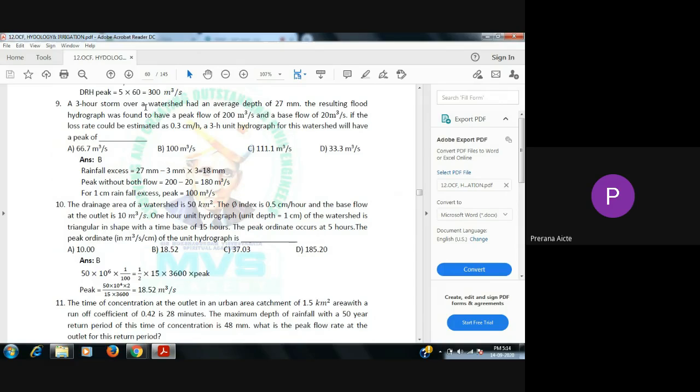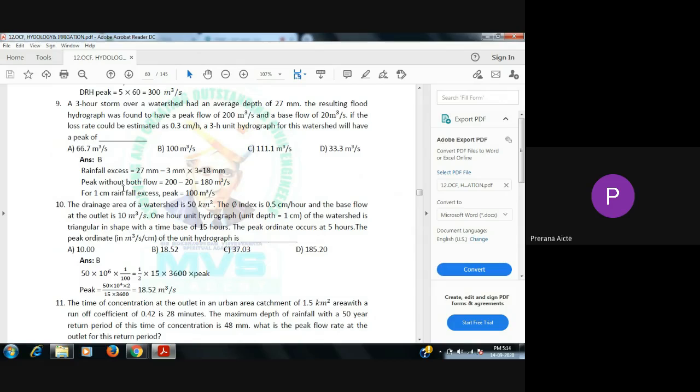If the loss rate could be estimated as 0.3 centimeter per hour, a 3-hour unit hydrograph for this watershed will have a peak of. See, again, what does rainfall excess mean? What is the effective rainfall? So 27 mm is the depth minus, what is the loss actually? 0.3 centimeter per hour. Like this, let us say 3 mm into 3 hours, it comes around 18 mm.